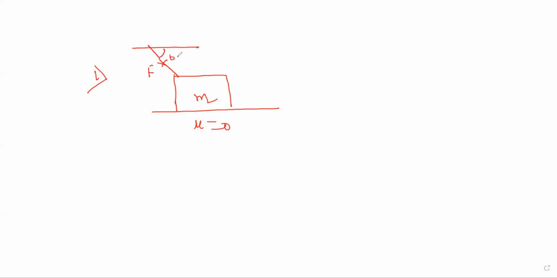Okay, so today we are going to discuss some more problems over Newton's law. In this first question, there is a block which is placed over a smooth surface. Its mass is m. A force F is acting over it, at an angle of 60 degrees from horizontal.